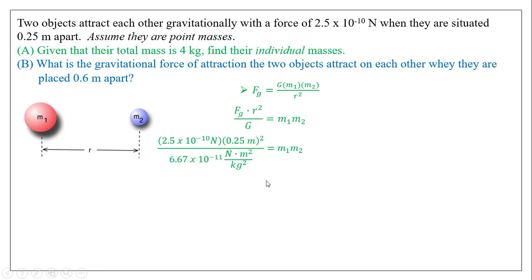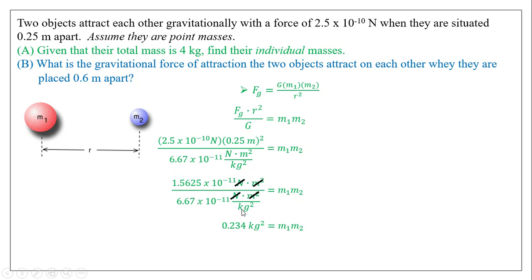Once we do that, we can simplify the numerator. So I'm just going to go ahead and do the calculator work one by one here real quick. 2.5 times 10 to the negative 10 times 0.25 squared. That's going to give us a product of 1.5625 times 10 to the negative 11. And then the denominator is the same because I haven't done anything. So I just simplify the numerator. And then from here, all we have to do is divide both these numbers. If you do it on your calculator, you should get a value of 0.234 kilograms squared.